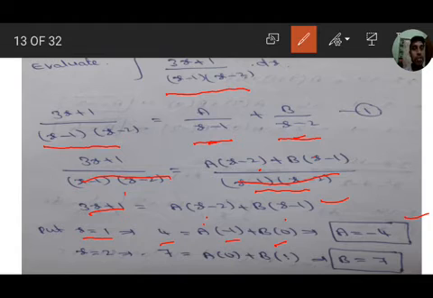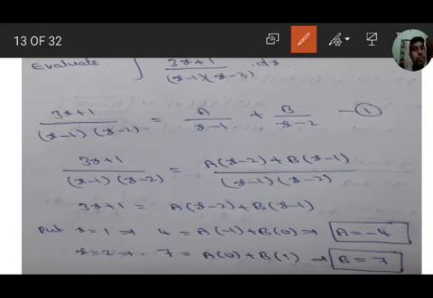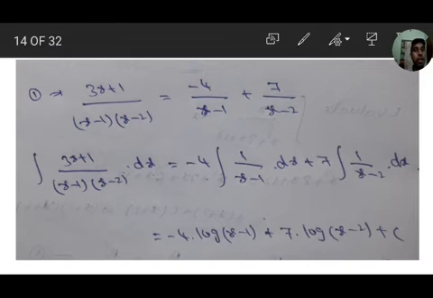Next, put x equal to 2: we get 3 into 2 is 6, 6 plus 1 is 7, and a into (2 minus 2) is 0, plus b into (2 minus 1) is 1. So b equal to 7. Substituting a equal to minus 4, b equal to 7 in equation 1: therefore (3x plus 1) by (x minus 1) into (x minus 2) equal to minus 4 by (x minus 1) plus 7 by (x minus 2).